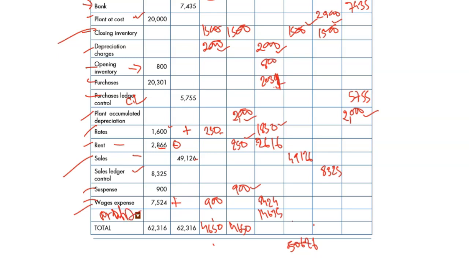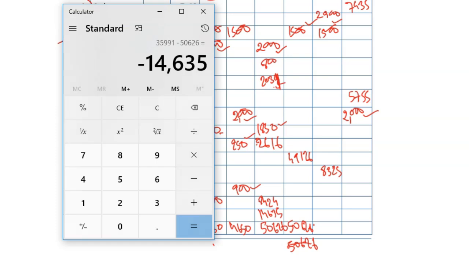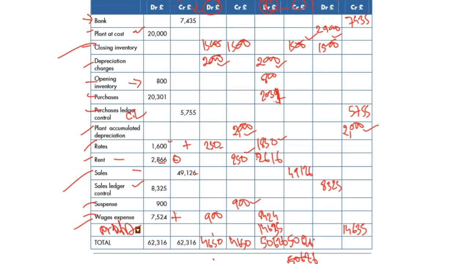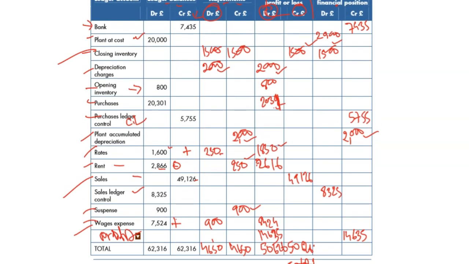And I can write this figure here, 50,626. Now, it is a profit of 14,635, and it goes on the credit side of your SOFP. Let me erase all of it. 14,635. And both sides of my SOFP should balance now. Okay, that is a good position.